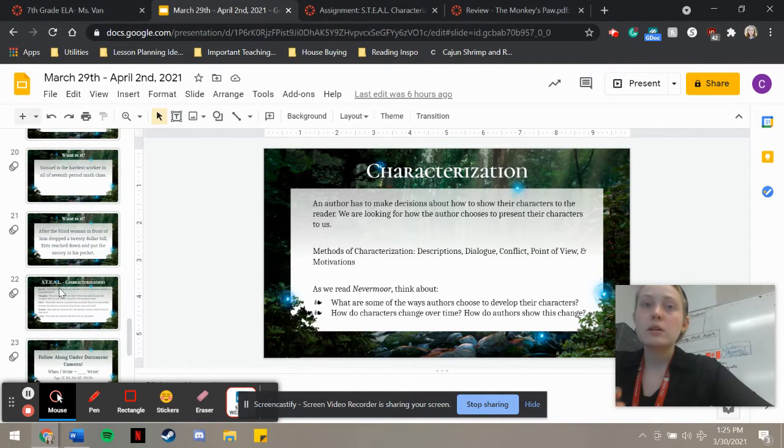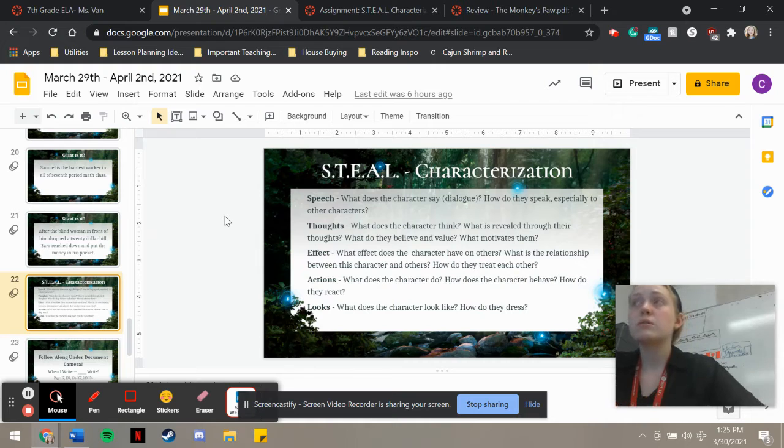In this case here, we're going to use this strategy called the S.T.E.A.L strategy. Each letter stands for a different word. S stands for speech, T stands for thoughts, E stands for effect, A stands for actions, and L stands for looks. So we're going to look for characters' speech, their thoughts, their effect on other characters, and the actions they take, and looks and descriptions of what they look like.